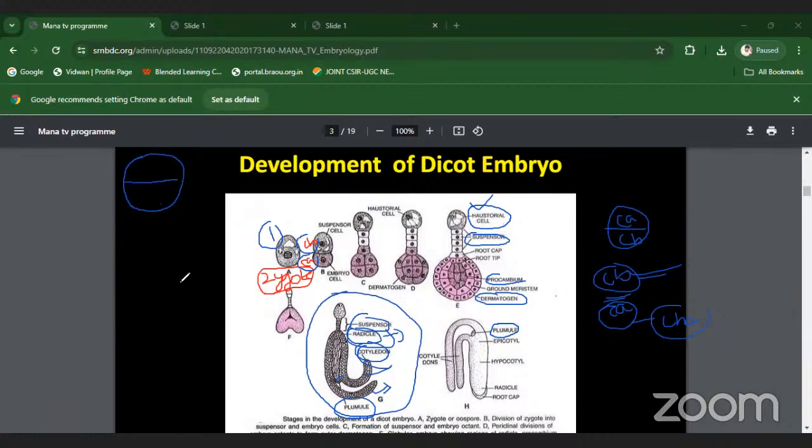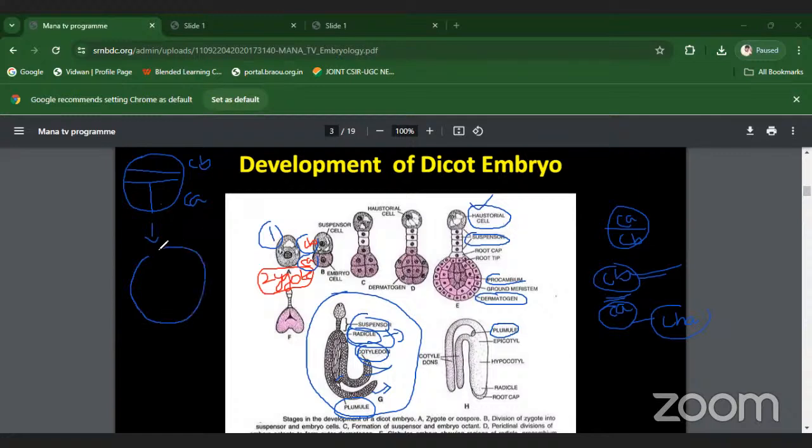In the two cells, this is CA apical, and this is CB. Are you following me? In CA, one vertical division takes place. In CB, a transverse division takes place. That is the first step. Next step, what happened here?